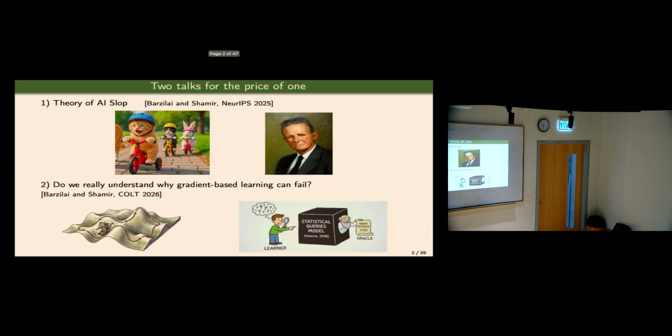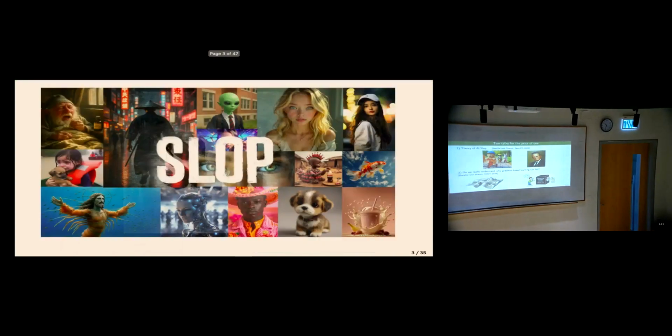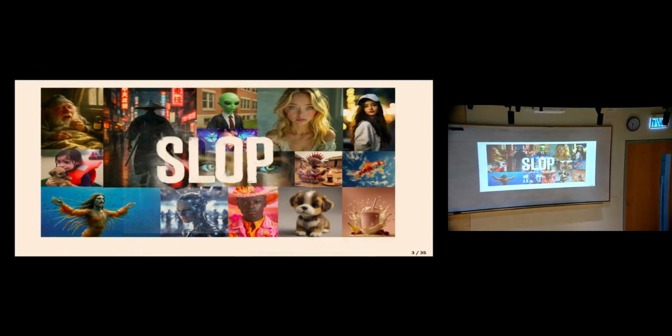So indeed, I'm going to talk about two different papers that I worked on with Raj Shamir. They're going to be completely unrelated. In the first one, we're going to talk about a theory of AI slop, if you want to call it that. And in the second one, we're going to talk about why sometimes gradient-based methods can fail when there are actually other methods that work well. The first one is a NeurIPS paper, and the second one is going to be in COLT in a month or so. So we'll start with the AI slop.